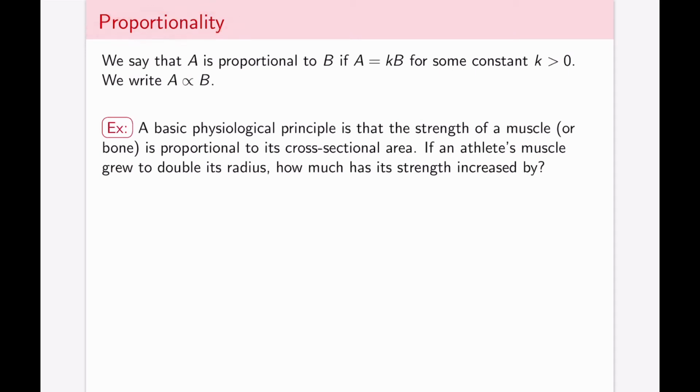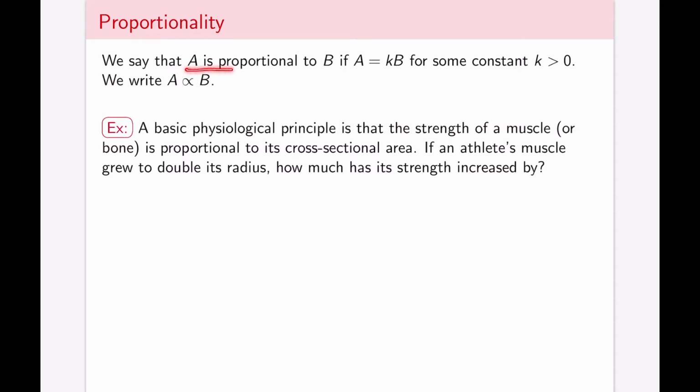Proportionality is an important concept when studying the growth of plants and animals. Sometimes proportionality is also referred to as allometric relationships, that we're going to see several examples of very soon. So first of all, what does proportional mean?